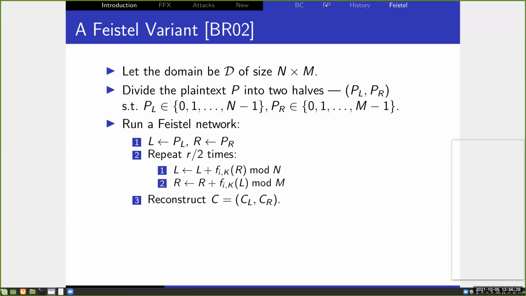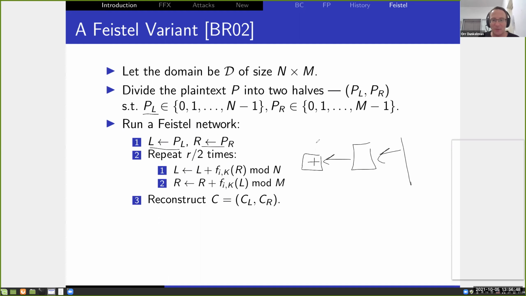Okay, so again, you just separate it into two halves, PL and PR, and then you run a Feistel construction. So the right half goes into the round function. It is modular added to the other side. Because one of them is modulo M and one of them is modulo N, and I may have swapped the order. It's always confusing which is the left and which is the right. Yeah, of course, I swapped them. This is N and this is M.